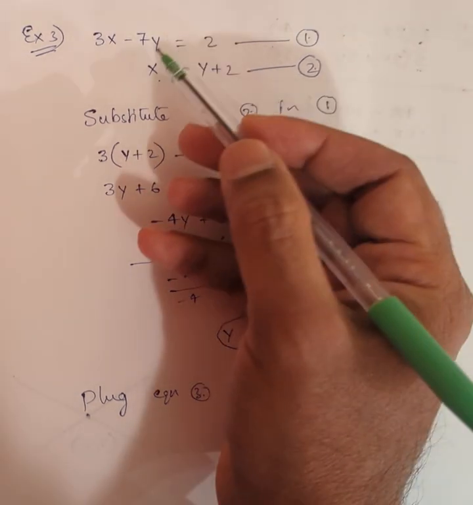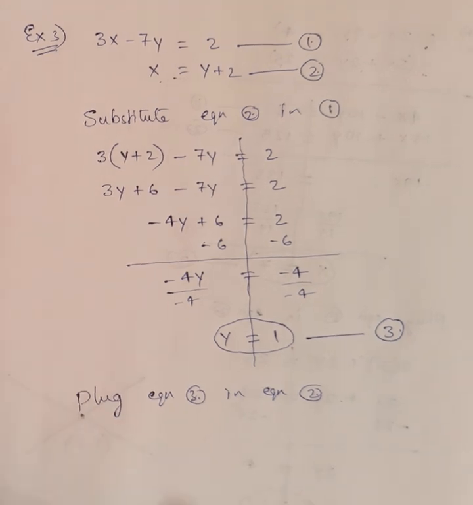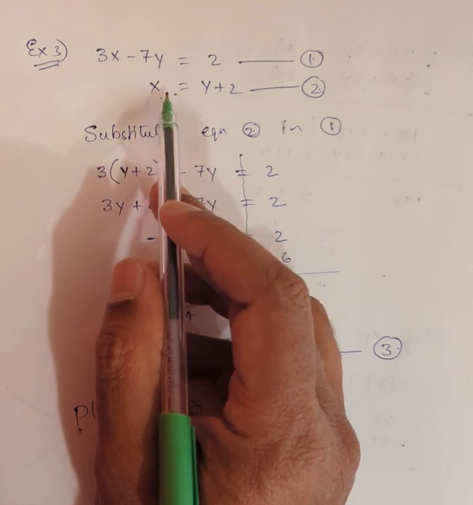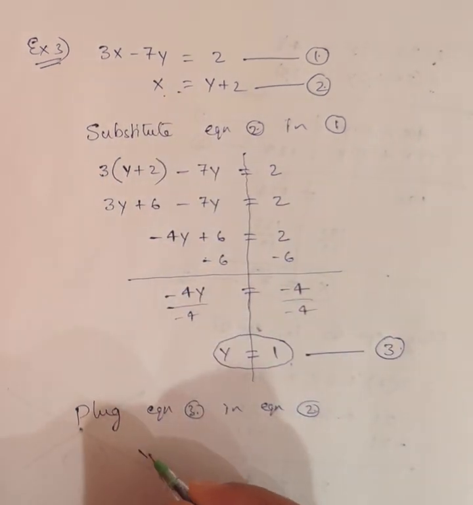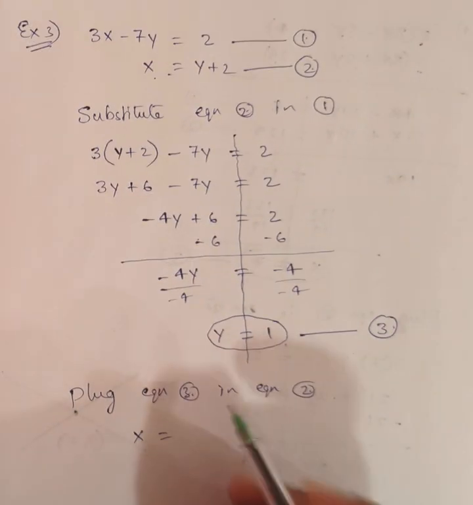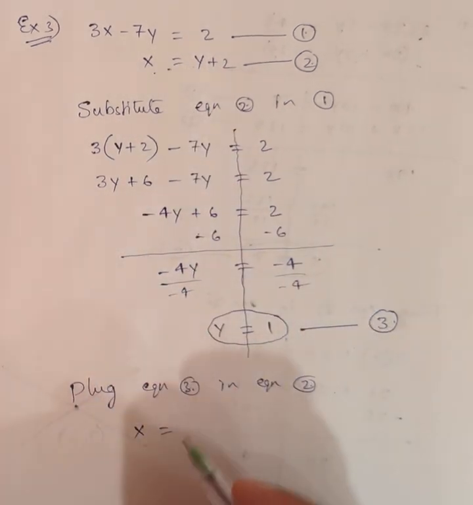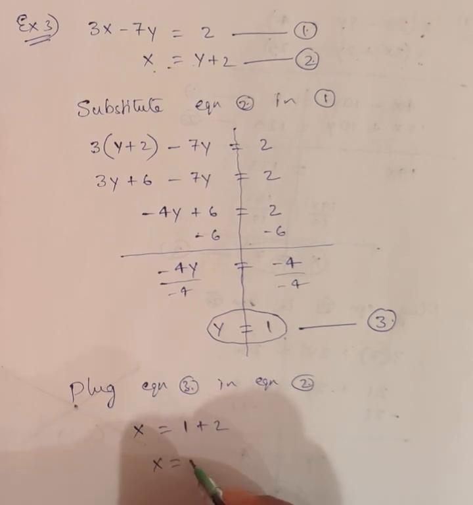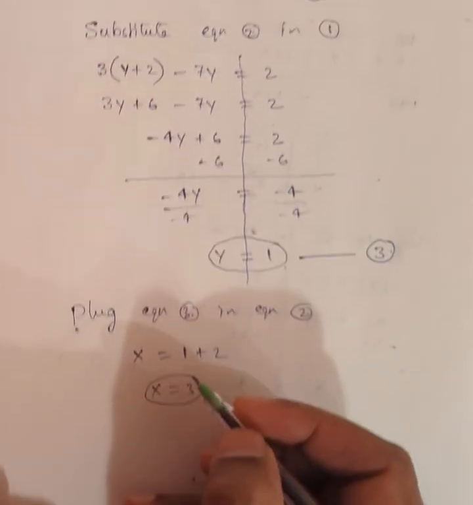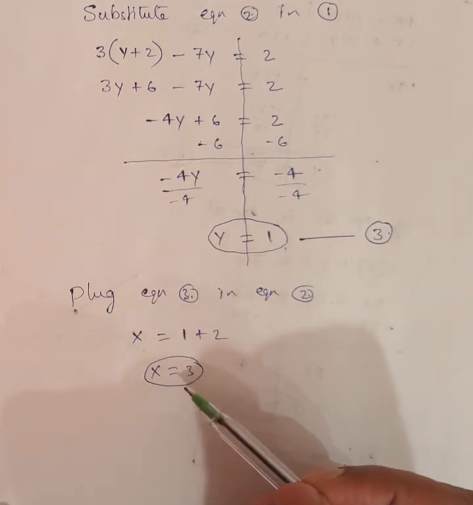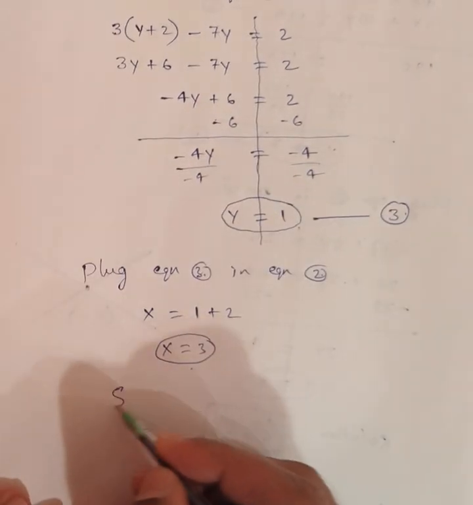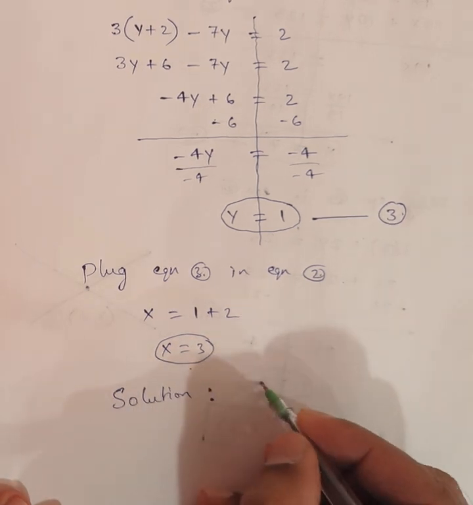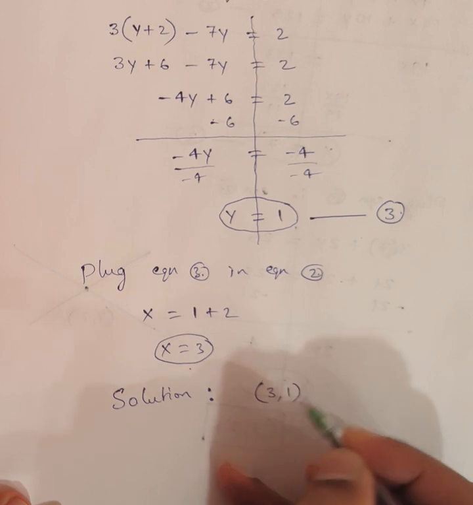You can plug into equation 1, but that would be a lot of work. So equation 2 is simpler. It already has x by itself. So x is equal to y plus 2, but y is 1. So 1 plus 2, and x is equal to 1 plus 2 is 3. So now I have both x and y. So I can write down my solution. So the solution is 3, 1.